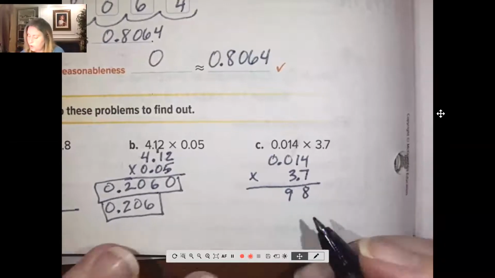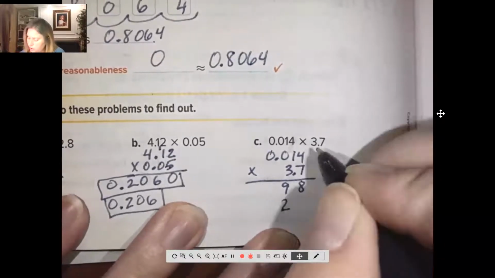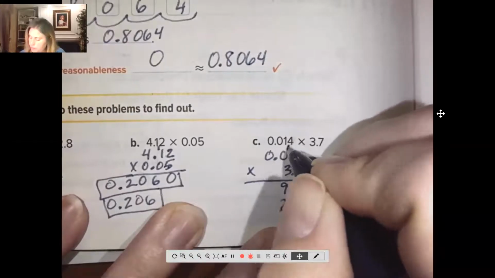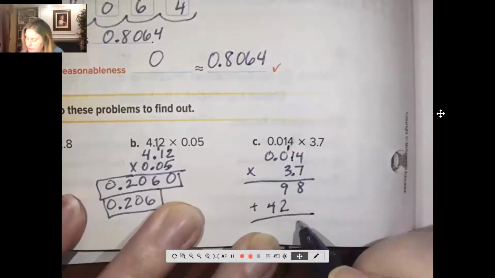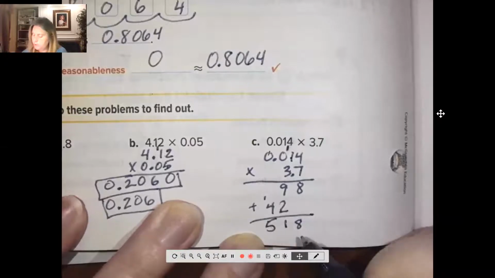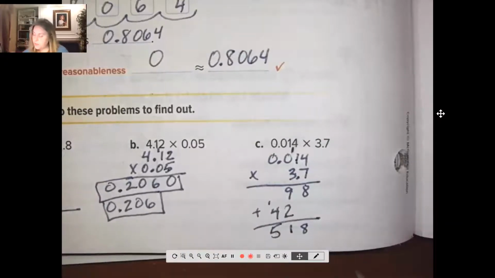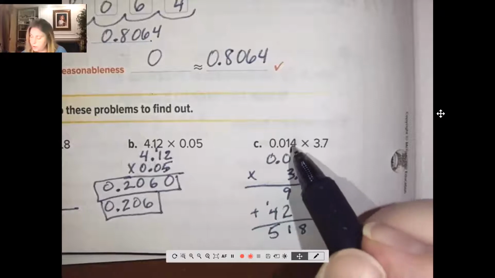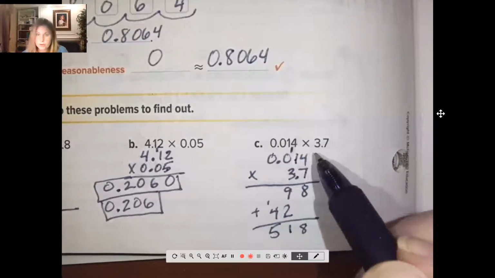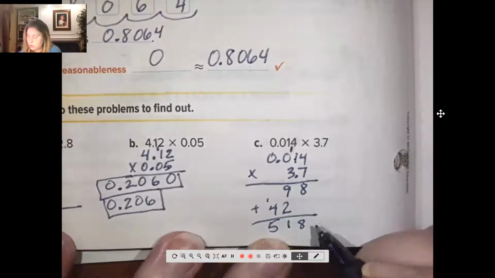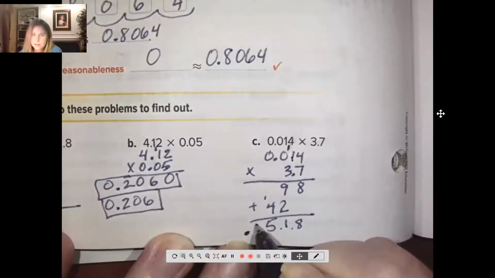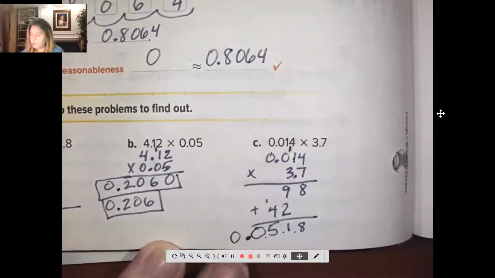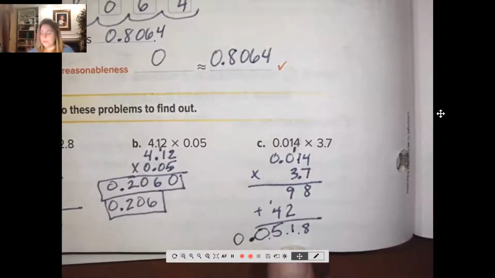3 times 4 is 12, so I'm going to write my 2, carry the 1. 3 times 1 is 3, plus the 1 we carried is 4. And we add these up, 8. 9 plus 2 is 11, write the 1, carry the 1, and then 4 plus 1 is 5. And then in our problem, we had 1, 2, 3, 4 decimals all together. So in our answer, we need 1, 2, 3, 4 decimals, and we annex a 0 in that spot as a placeholder. So our answer is 0.0518.